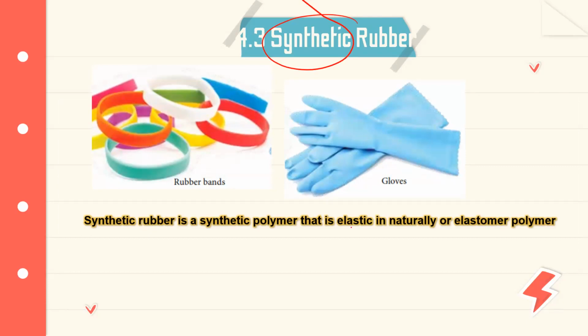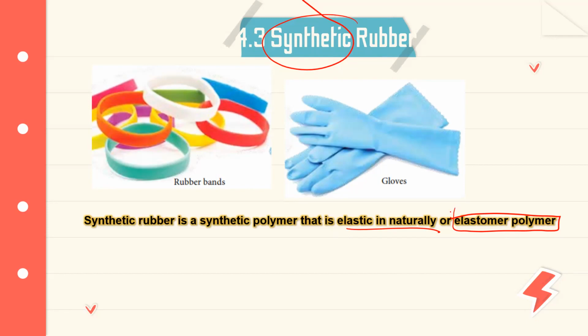Is it elastic naturally, or is it an elastomer polymer? Remember, in the beginning I taught you elastomer polymer. What are some examples of elastomer polymer? SBR. Very good, SBR. One more. Polyurethane. Yeah, polyurethane. Now you go and double check.